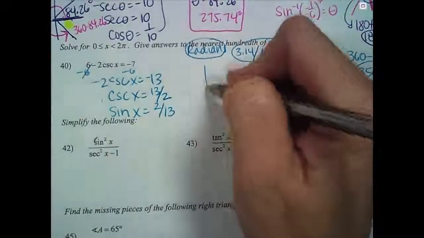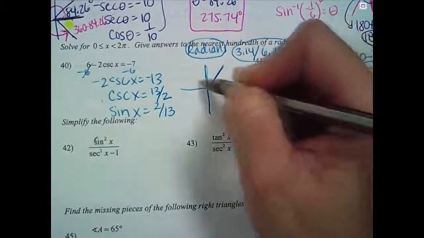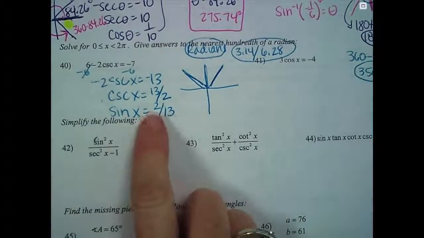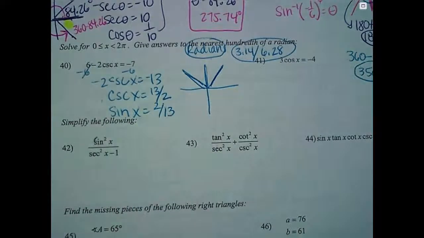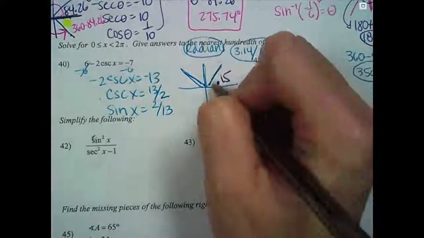So then we look at our little picture. When is sine, when is y positive? It's positive in this quadrant and this quadrant. When you type this in your calculator, you get 0.15, right? So we have part of our answer, so this is 0.15. How do you find the other answer?